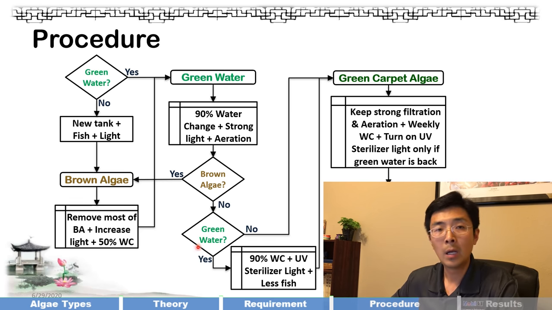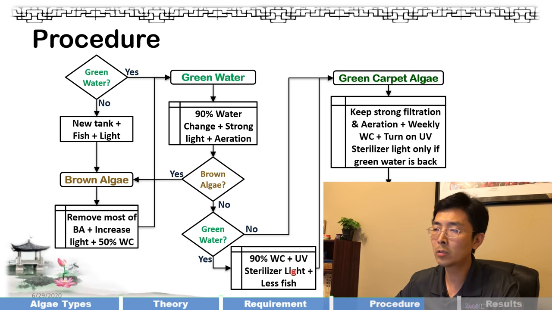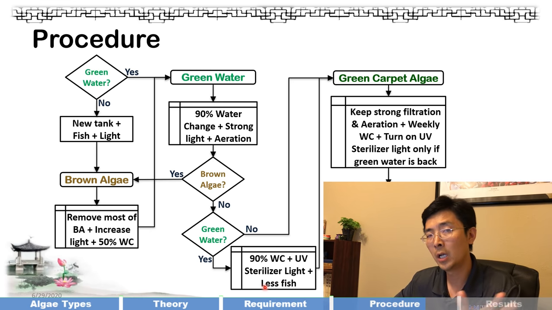If it's still a thick green water everywhere, we're gonna do another trick. Remember, this trick is gonna work. Do a water change, and then turn on the UV sterilizer and also remove fish. If you have 4 fish, reduce by half. Typically, this is a very effective step for changing the green water to green carpet algae.